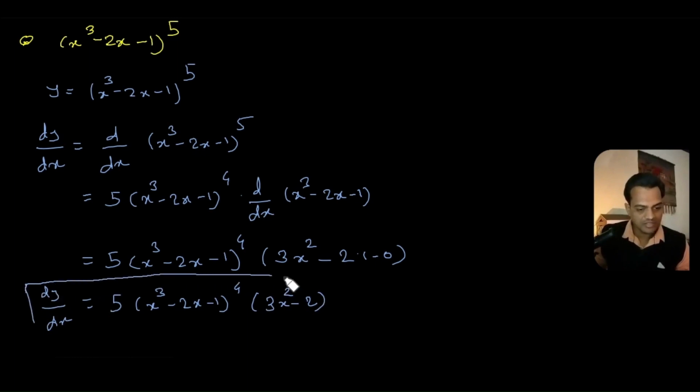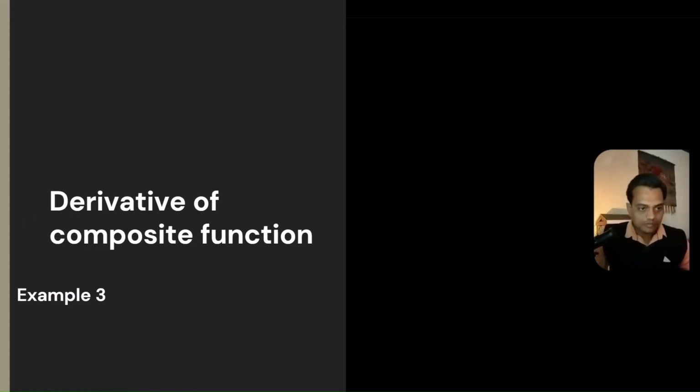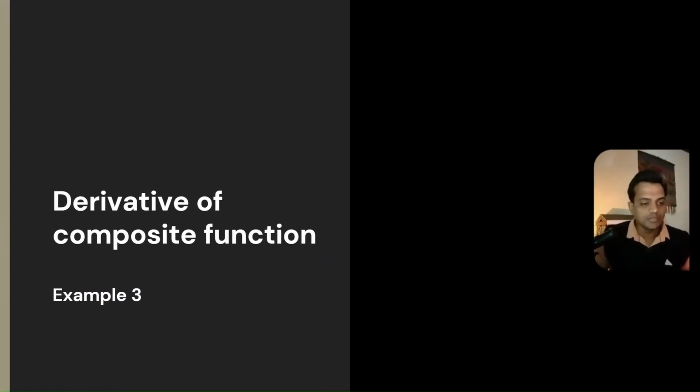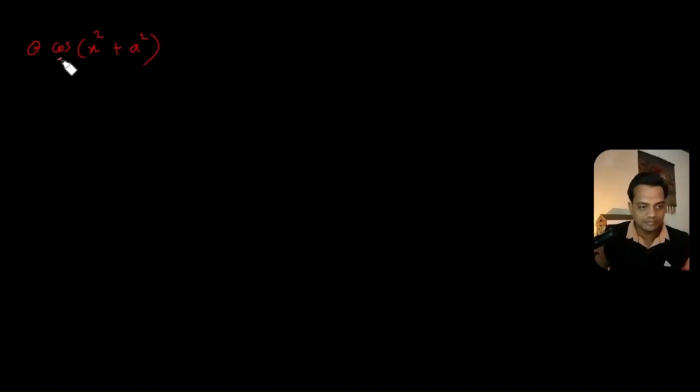So we have to just identify that it is a type of composite function. Okay, so again it is a composite function. The first one is a cos function, it is the first function, and x square plus a square is the second function. So we will consider y is equal to cos of (x square plus a square).